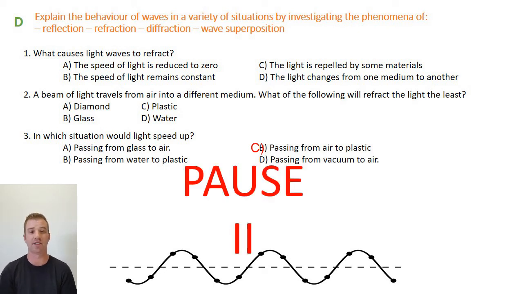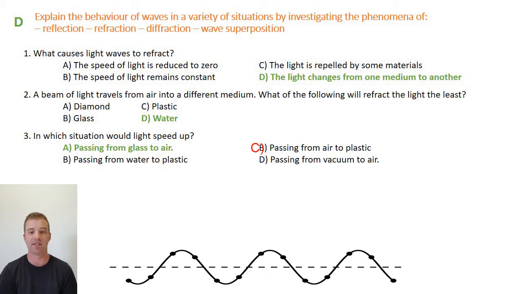Alright, let's have a look. For question 1, the answer is D. The light changes from one medium to another. This is what causes light to refract, and this is in the video that I just explained. 2 is D because it has the least density compared to the others. And 3 is A because passing from glass, which is a dense medium, to a less dense one, light speeds up in air. So you've got 3A.